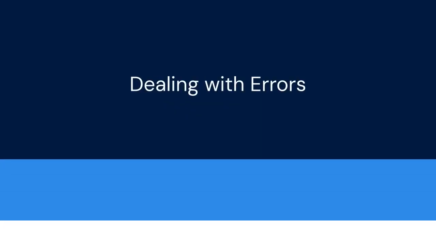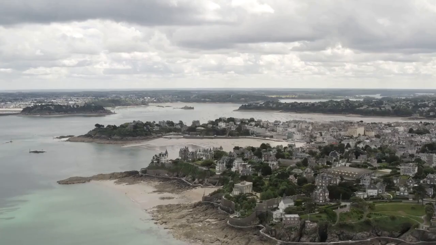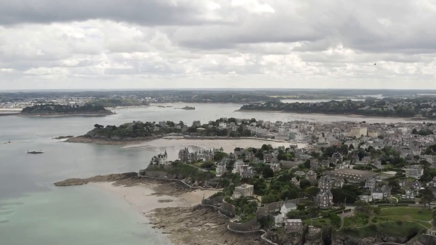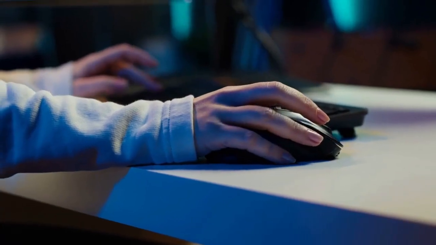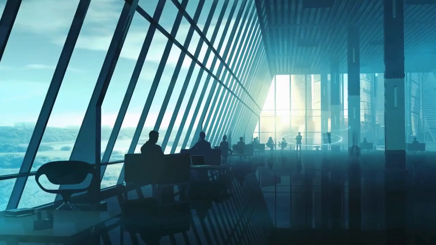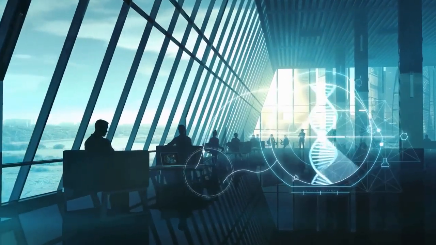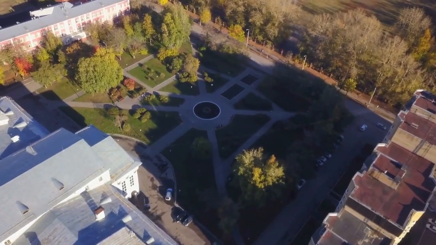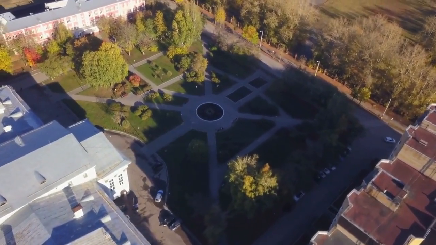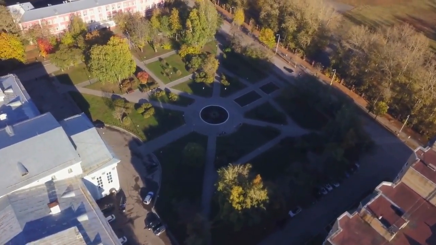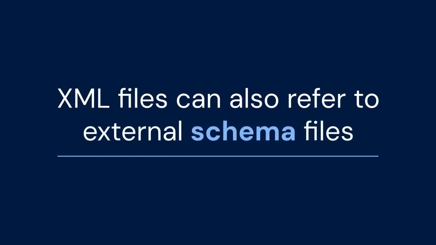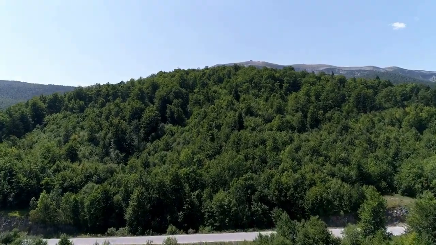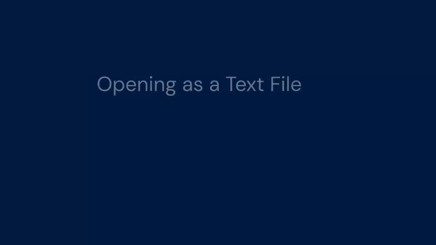4. Dealing with errors. Sometimes, QGIS might struggle to open an XML file. Check for errors in the XML structure. Use an XML validator to check your file. Also ensure that your QGIS version supports the XML structure. Ensure that the XML file contains properly structured geographic data in a format that QGIS can read. XML files can also refer to external schema files. Make sure these files are accessible to QGIS.